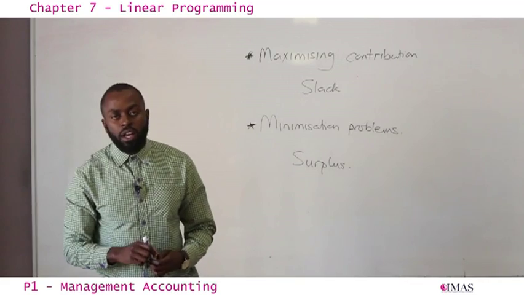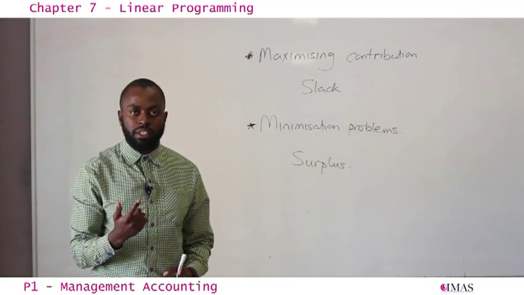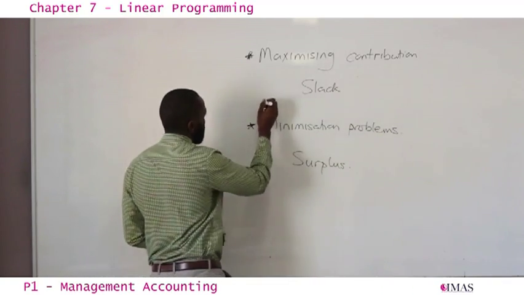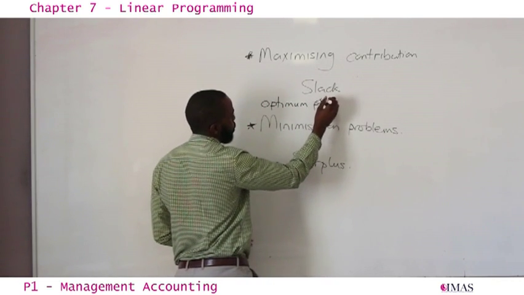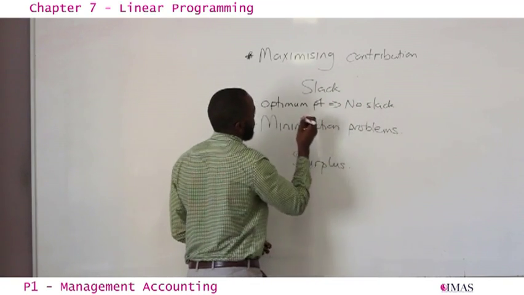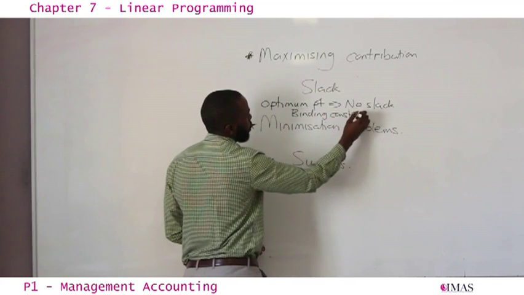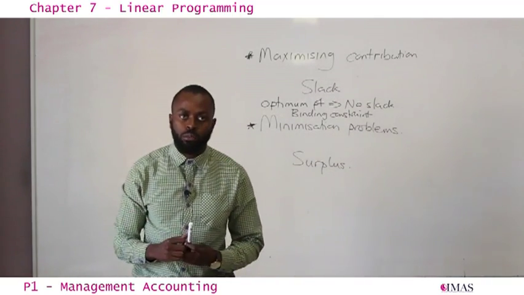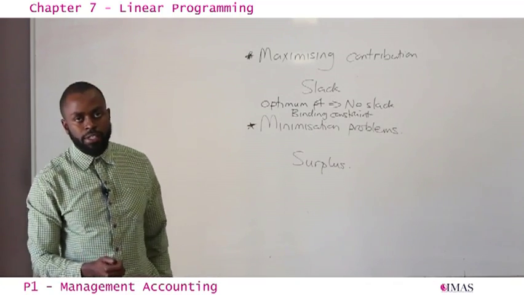On slack we said, at the point where we have no slack, that's a binding constraint. That's where we have the shadow price. That's where we have the optimum point. So it's very important to remember that at the optimum point, there is no slack, which means it's a binding constraint. It's a scarce resource. We need more hours of it, or more kgs of it, because we are fully utilizing it. So that's it on surplus.